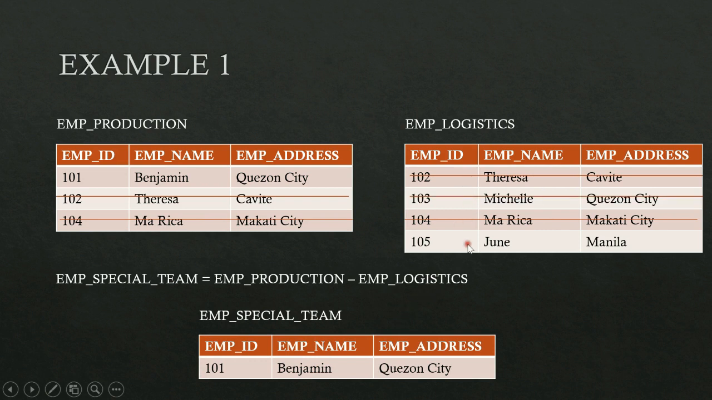Michelle and June will be crossed out also because, as per the definition of set difference, it will only return the values in dataset R, or production, and it will cancel out all the data in S, or employee logistics. That's why only Benjamin will come out as the employee in the special team.